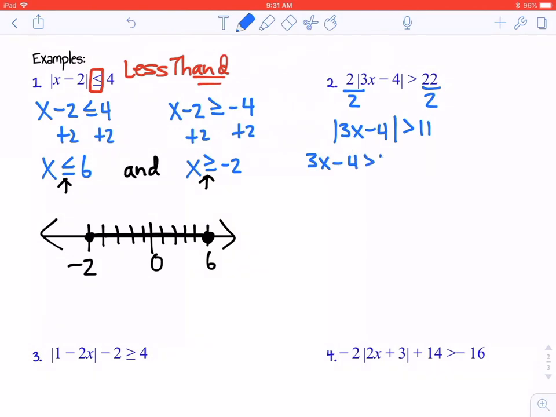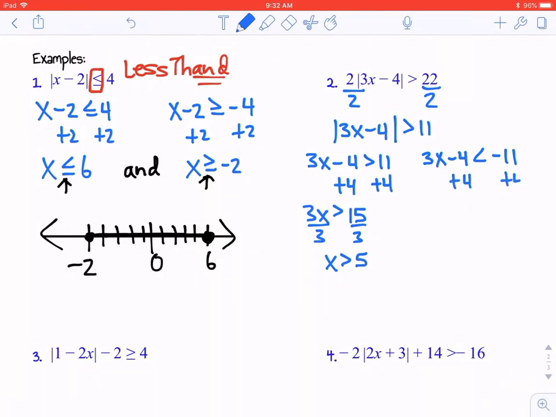So 3x minus 4 is greater than 11. Remember, it looks like what you're given. You've just taken away the absolute value symbols. And then we have 3x minus 4, and change your inequality sign and change the sign of the 11, what's on the right side. So now we have our 2 inequalities set up. We're going to start solving each one. So let's add 4 to both sides. So we get 3x is greater than 15. Divide by 3, so we get x is greater than 5.